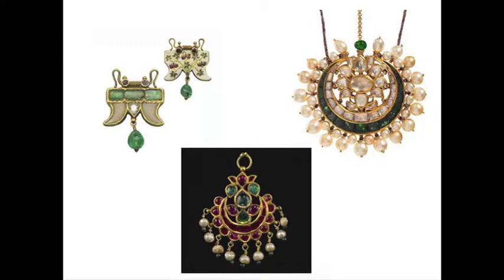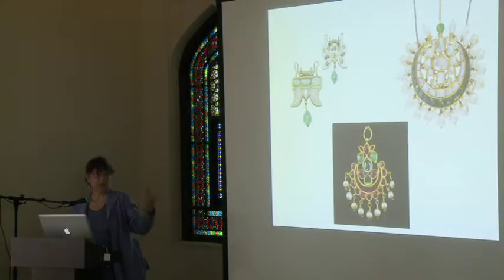Here are a few pendants. This is an image that we haven't seen before. That sort of curved shape is meant to be a tiger's tooth, and that's actually an element that is used in many jewelry designs that we see in later periods.